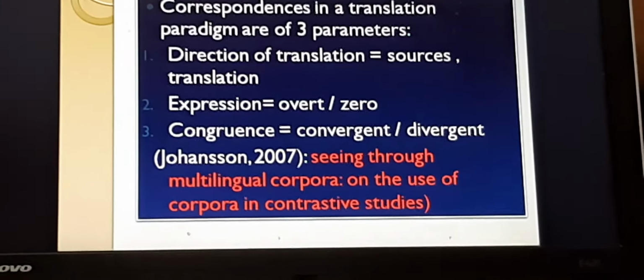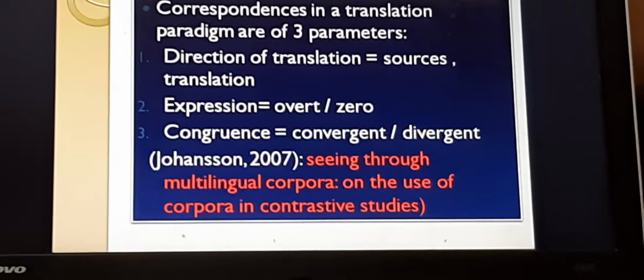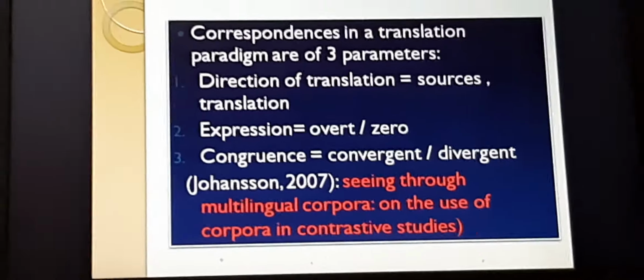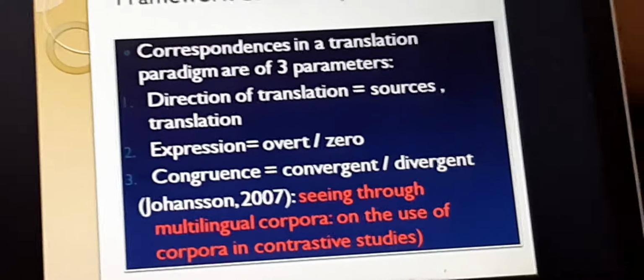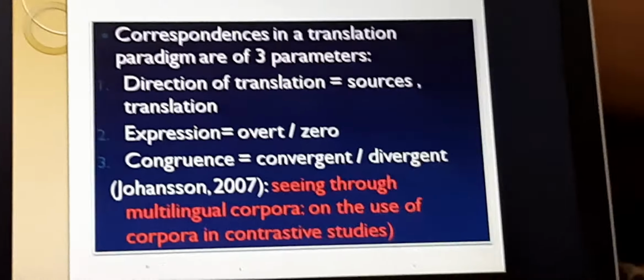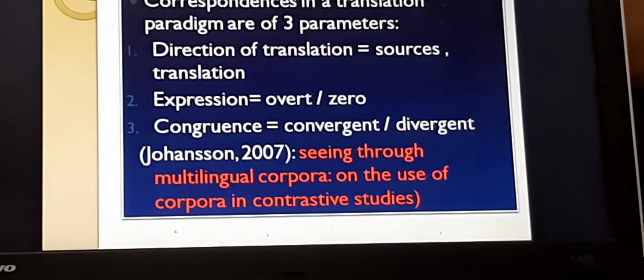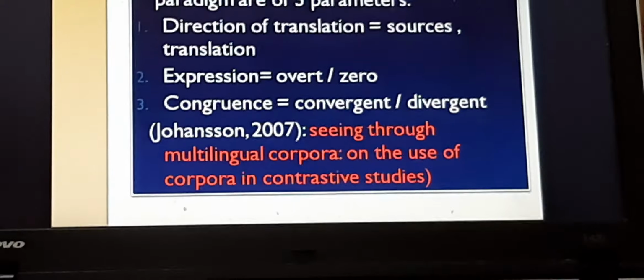The second parameter is expression. In this case, we have either an overt expression or a zero expression, and we are going to explain what is meant by overt or zero in our next slide. The third parameter is congruence. We've got convergent and divergent.